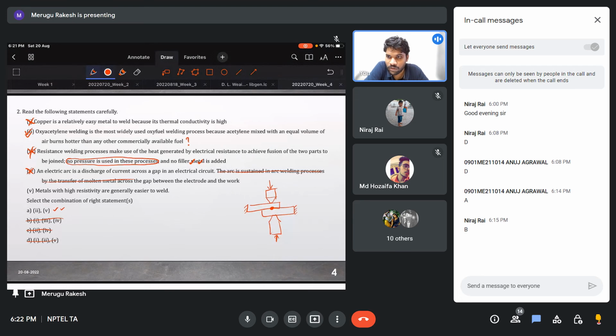Now I will read the 5th statement. Metals with high resistivity are generally easier to weld. If I am having high resistivity, I will just write the formula. If you have high resistivity, it is easier to generate heat and easier to weld. That is one way to understand this statement. Hence this option is true.